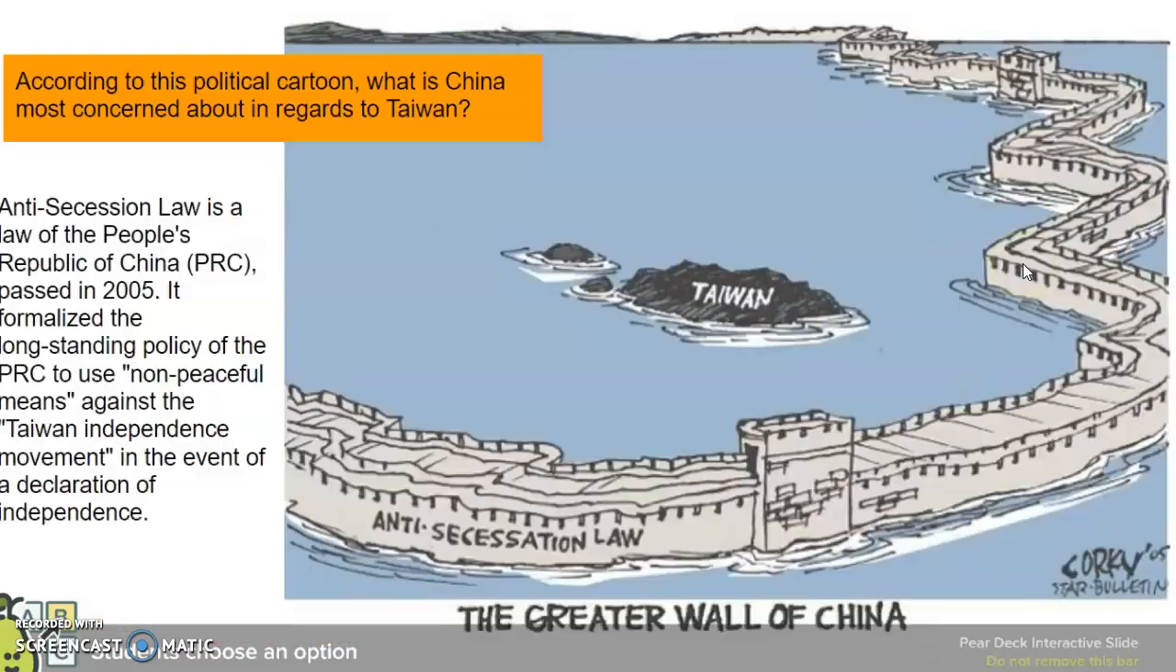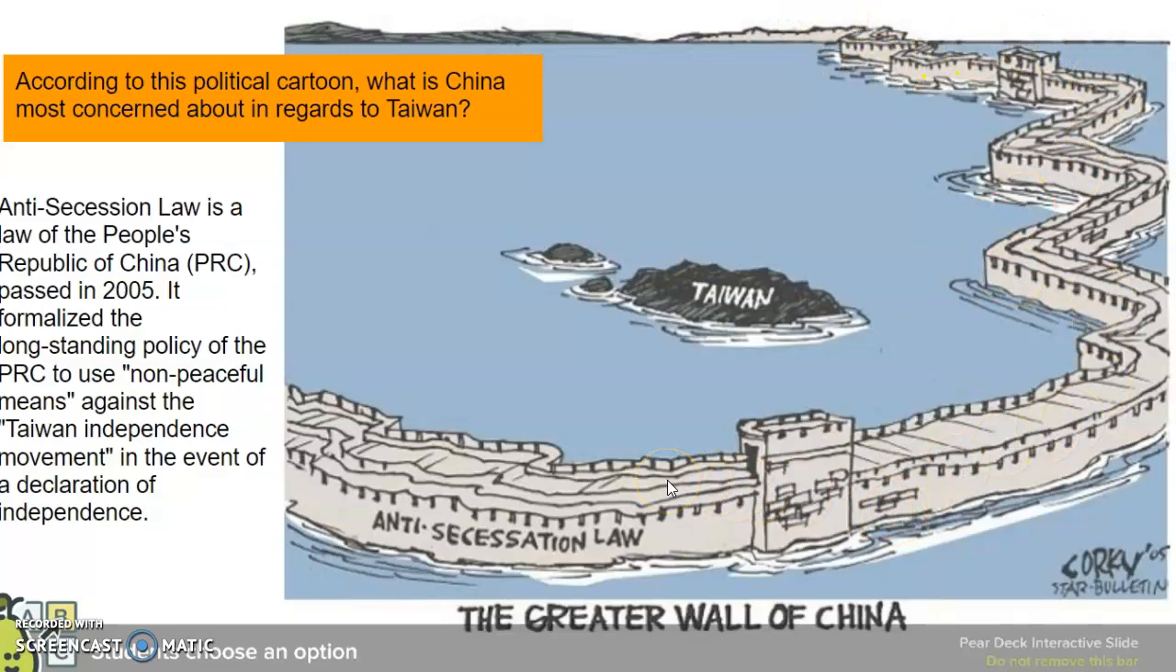In this cartoon on Taiwan, it says, according to the political cartoon, what is China most concerned about in regards to Taiwan? And so here is the island of Taiwan, and then back here in the background is mainland China. And you see China has built a Great Wall.